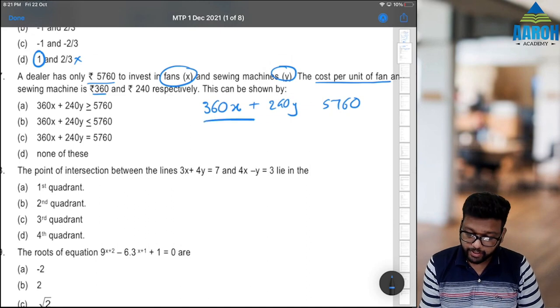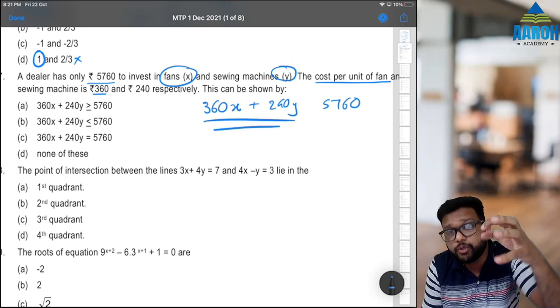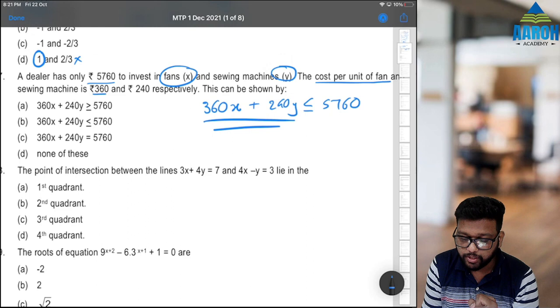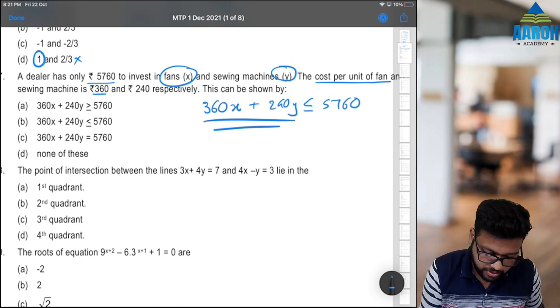That is, this cannot go above 5760. It has to be below 5760. So it has to be less than 5760. Option B is the correct answer.